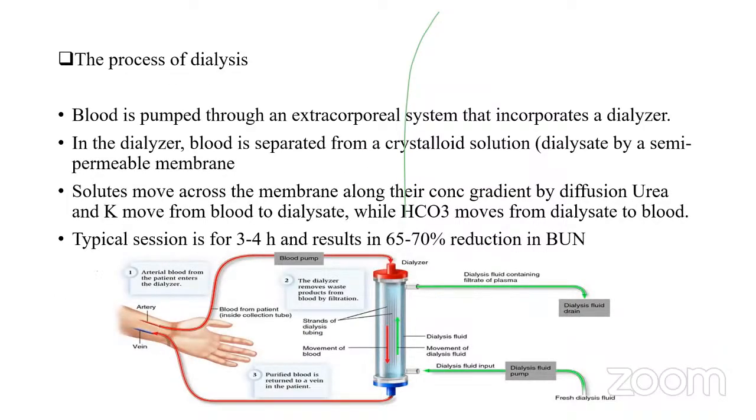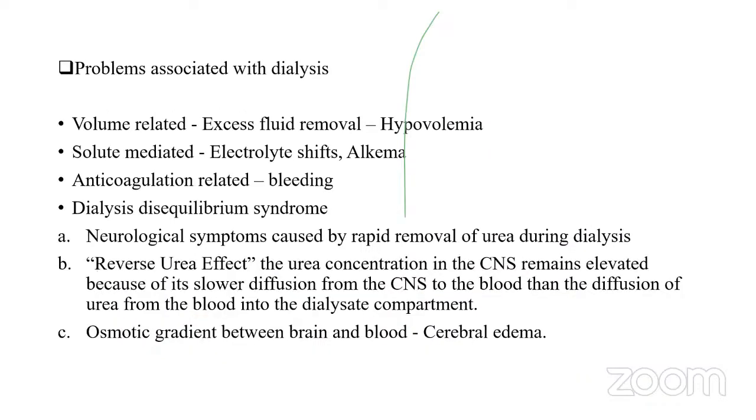The process of dialysis. Blood is pumped through an extracorporeal system that incorporates a dialyzer. In the dialyzer, blood is separated from the crystalloid solution by a semi-permeable membrane. Solutes move across the membrane along their concentration gradient by diffusion. Urea and potassium move from blood to dialysate, while bicarbonate moves from dialysate to blood. Typically, a session of 3 to 4 hours results in a 65 to 70% reduction in blood urea.